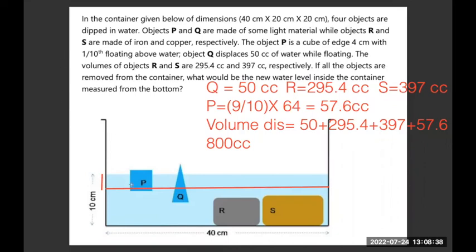But even if there's partial floating of any object, there is always a rise in water level if you're placing something inside, even if it is lighter. So if 1/10 is floating above the water, the remaining would be contributing to that rise in the water level by that object.